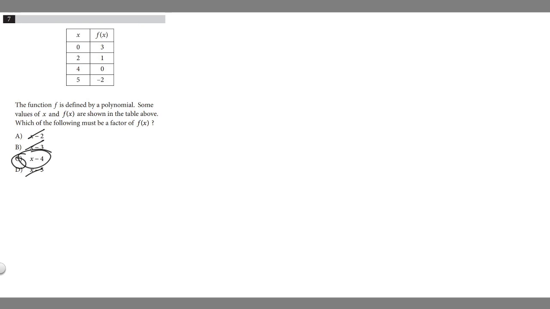And so the key takeaway from this problem is what a factor is. It's basically an equation, or the x value, when you try and find when f of x equals 0. And so yeah, the answer to this problem is going to be C.